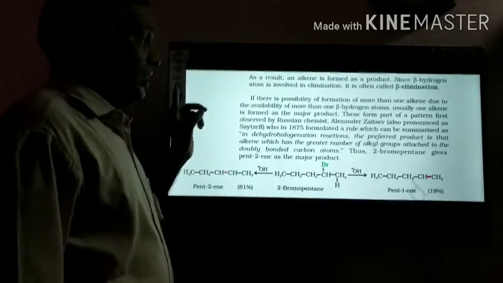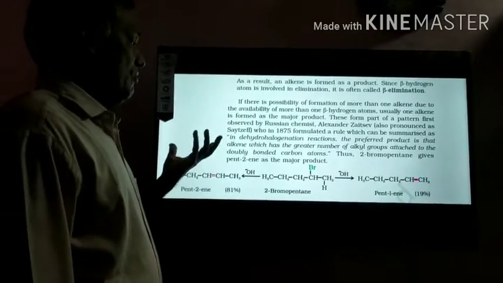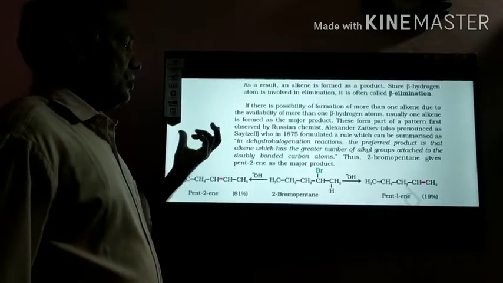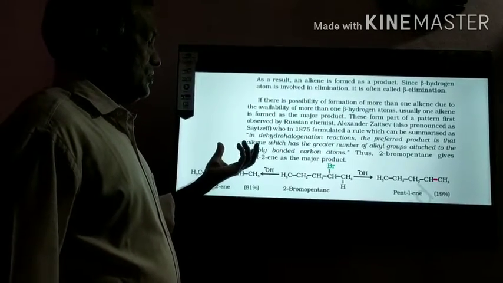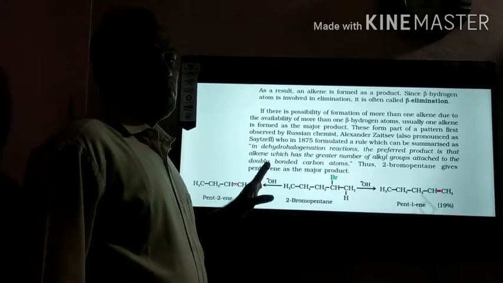Already in the 11th class, we learned one more rule. That rule is also favorable. Just go through it once. This is the most important.